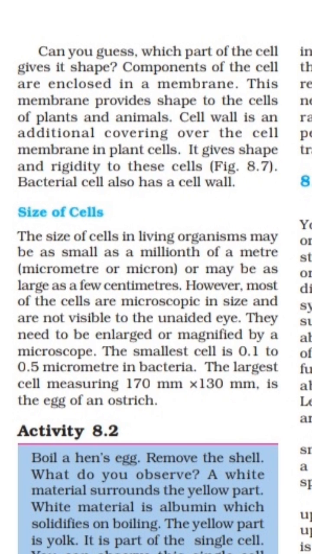Now see, the cell wall is present only in the plant cell. Why is it provided? To give an additional covering, to give protection to the cell membrane in the plant cell. It gives shape and rigidity to these cells, strongness. And one other cell wall is present in the bacterial cell. The bacterial cell also has a cell wall.